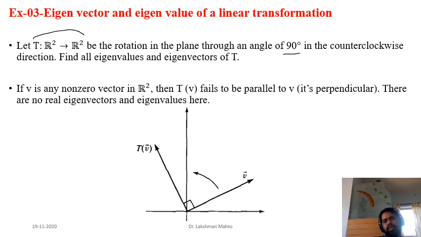Why? Because if you take any vector V and apply the rotation by 90 degrees, what will happen? TV will always be perpendicular to V. That means TV can't be in the direction of V. It is difficult to preserve the direction of V after this kind of rotational transformation. That's why this rotational transformation has no real eigenvalue, neither a real eigenvector. So that is the criteria.